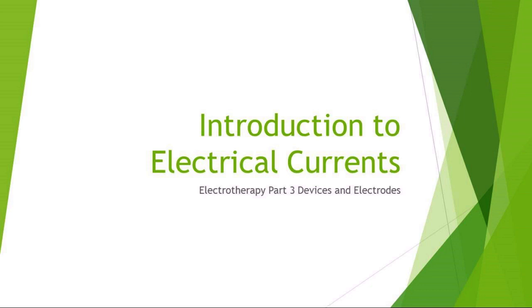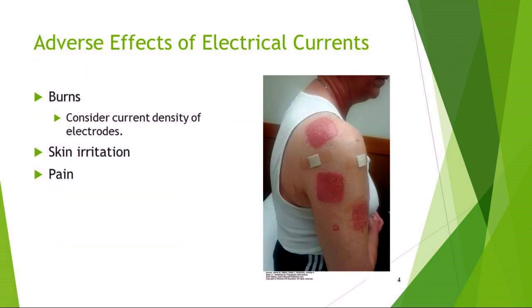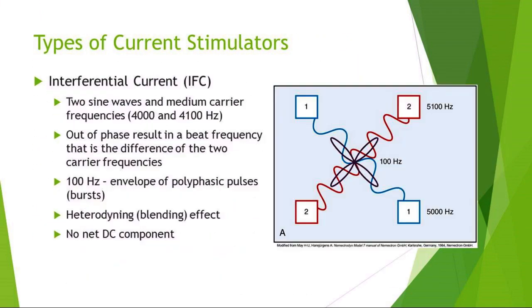Okay, so we're going to continue with part 3, devices and electrodes. We talked about contraindications and precautions, and now we're going to get into some specific types of current stimulators. In the chapter, they had the introduction, they started talking about waveforms, and then they just went right into interferential current and Russian protocol before they even started talking about parameters. And I think that's a little bit confusing, so I put it more towards the end.